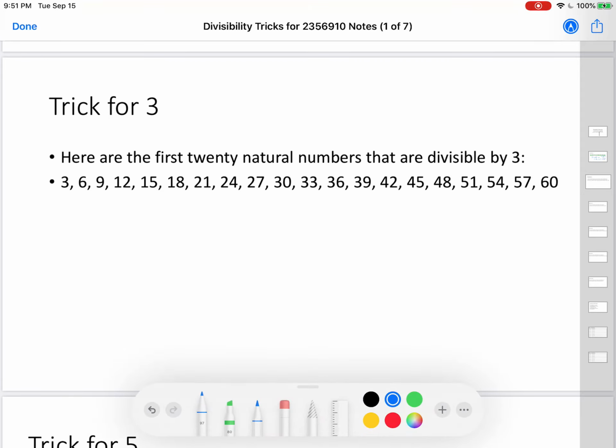Add the digits together. 6 plus 0 is 6, and 6 is divisible by 3. 5 plus 7 is 12, and 12 is divisible by 3. 5 plus 4 is 9. And 9 is divisible by 3. 5 plus 1 is 6. 4 plus 8 is 12. 4 plus 5 is 9. 4 plus 2 is 6. 3 plus 9 is 12.